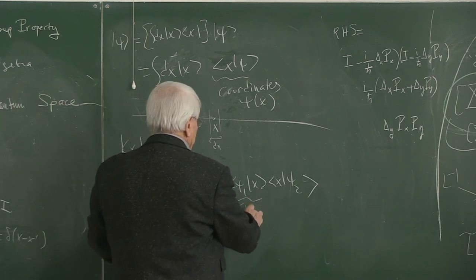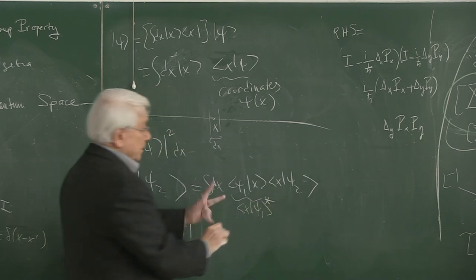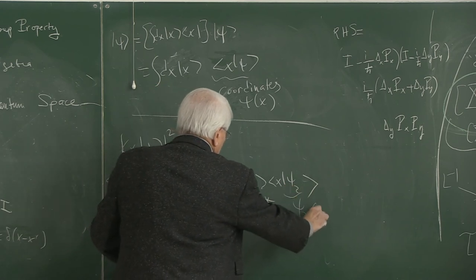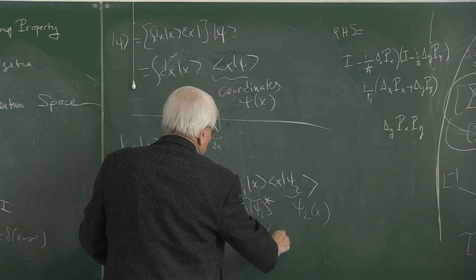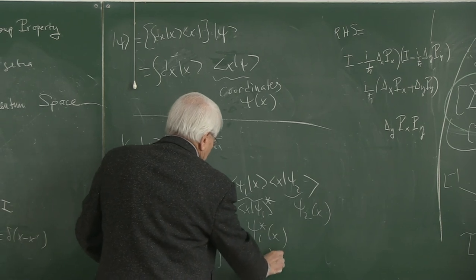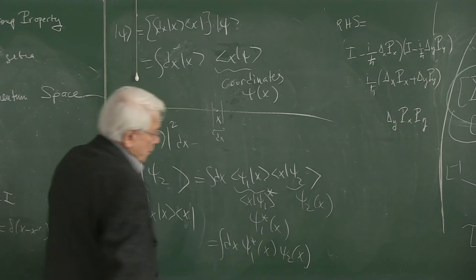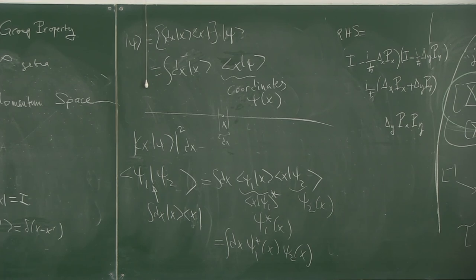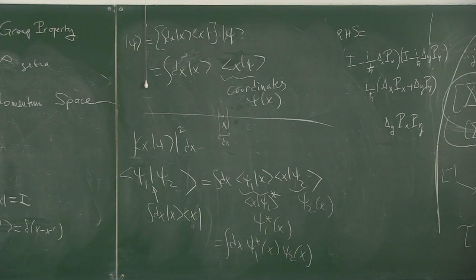Use the basic axiom of the inner product, convert into this one, and then it becomes psi 2 of x, that's psi 1 star of x, and you get the usual expression, psi 1 star of x, psi 2 of x. Remember, in the conventional, more introductory level quantum mechanics classes, you say the inner product of two wave functions, psi 1 and psi 2, is the integral over x of psi 1 star and psi 2, right? We recover the old understanding.